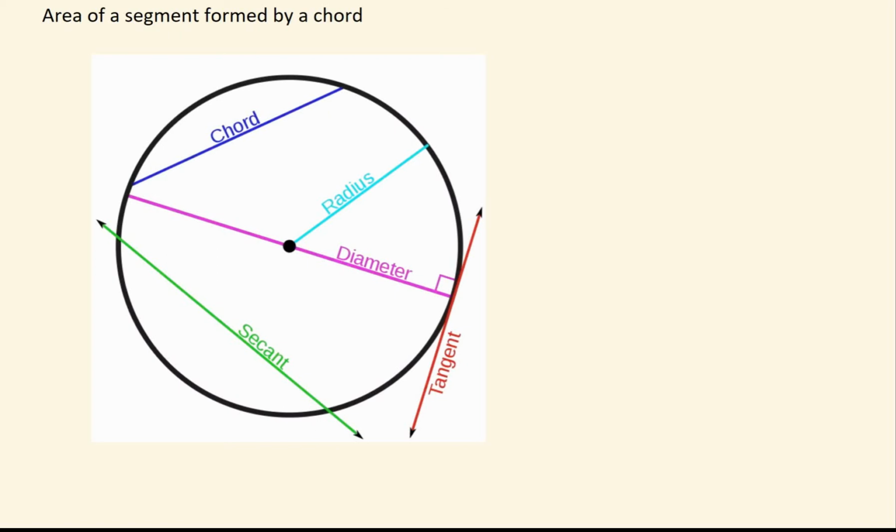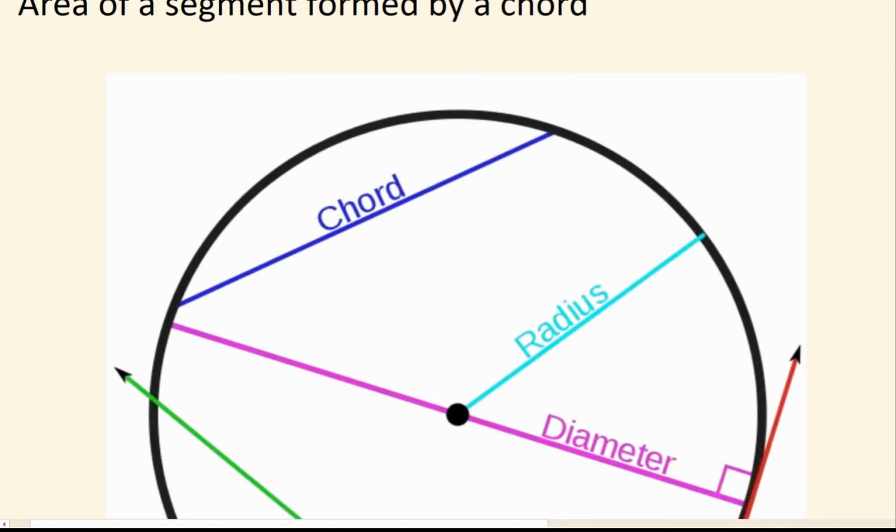Hi, in this video we're going to find the area of a segment formed by a chord. A chord is basically any line that cuts a circle at 2 points, typically not the diameter. I'm going to look at how we can find this area here.